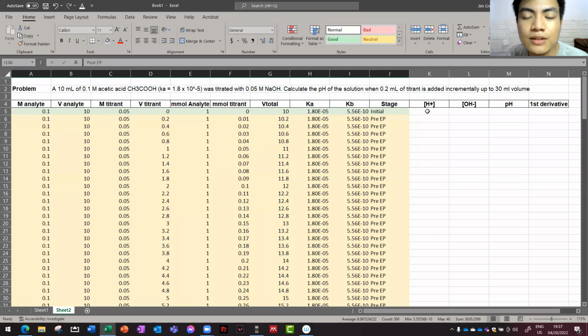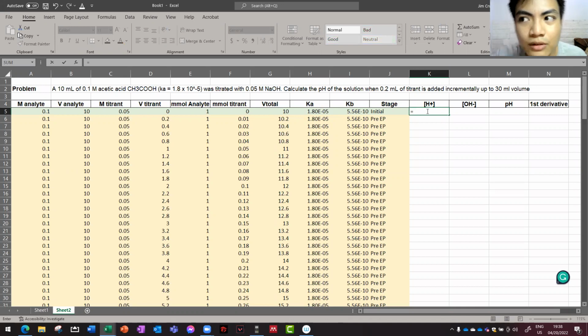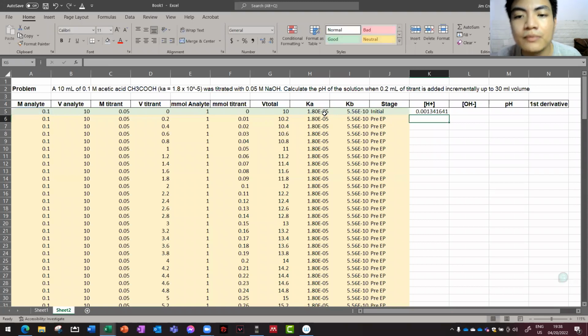Now, let's solve for the H plus. What's the equation at the initial stage when you have a weak acid strong base titration? It's the square root of Ka times C. To type square root here, you just type SQRT, open parenthesis, then the Ka times the concentration of your acid. This one is the concentration, and this one is your Ka. So there you have it, that's the H plus concentration. And that only applies to the initial stage.